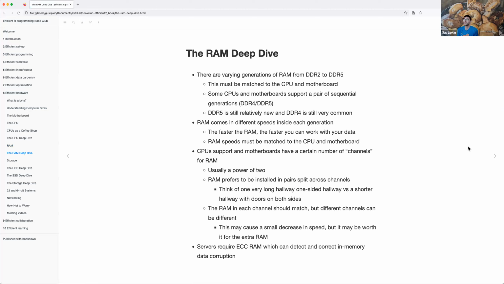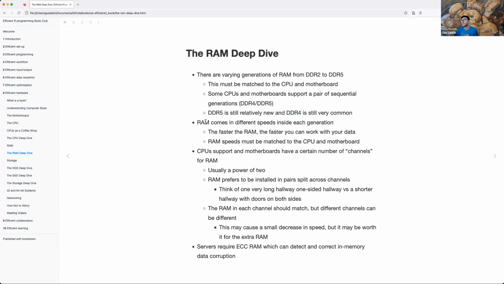And so we've got different generations that have to be matched up to your CPU and motherboard. But some CPUs and motherboards will support pairs of sequential generations. So a lot of the latest stuff coming out supports DDR4 and DDR5. And there's even still new DDR4 stuff being released just because the newest RAM is significantly more expensive, partly, I think, due to the whole chip shortage fiasco that we've been living through for the past few years.